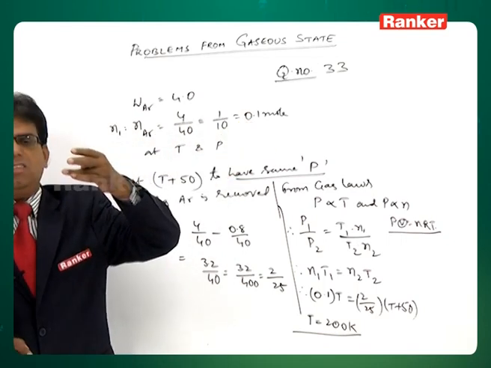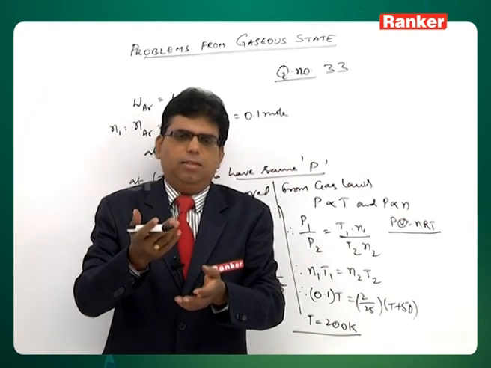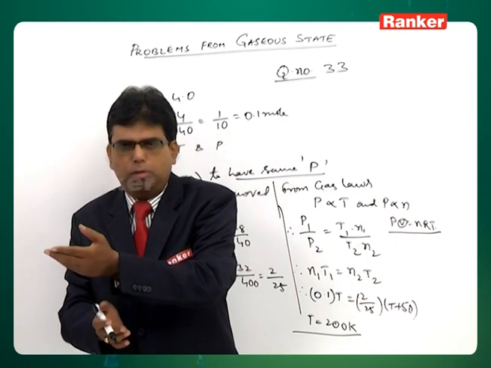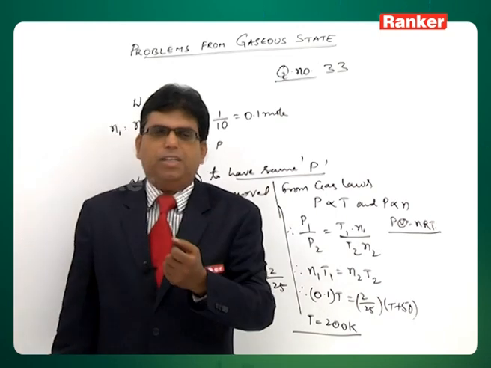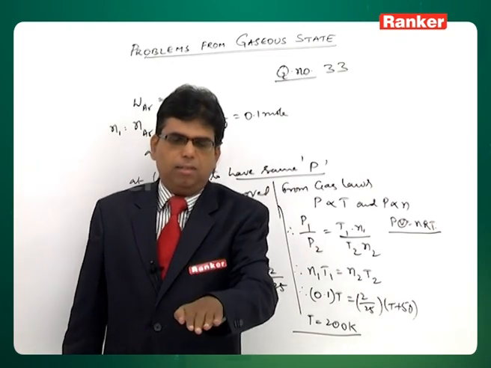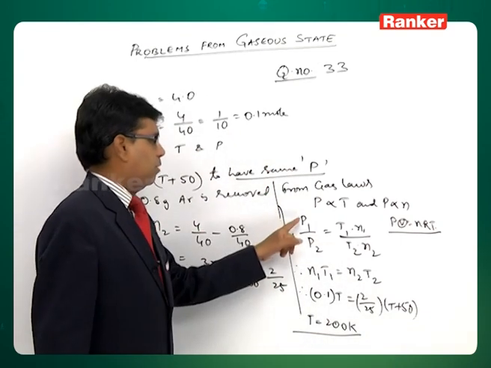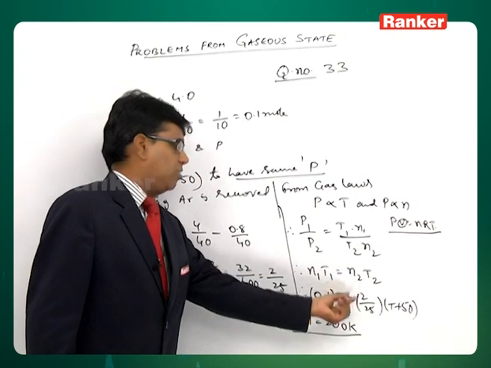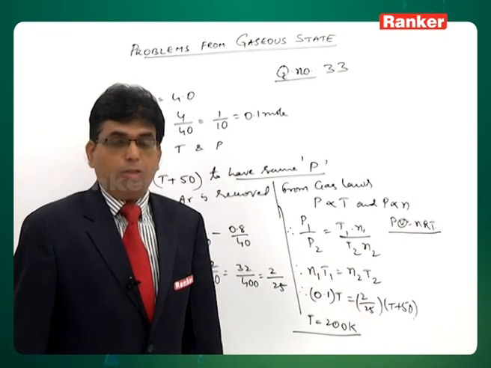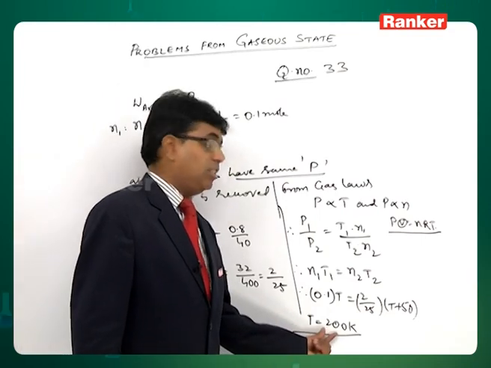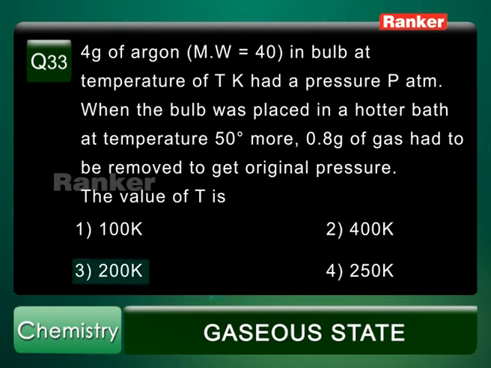Okay. So, initially the gas is only 0.1 mole, that is heated by 50 degrees more. As a result, the gas will expand, but to keep the pressure constant, some gas is removed. The amount of gas removed is given, 0.8 grams, and after removing that gas, the pressure comes back to the same value, that is P1 is equal to P2. Certain amount of gas is removed, this is the remaining number of moles. So, the initial temperature is 200 Kelvin. So, the correct answer is option 3.